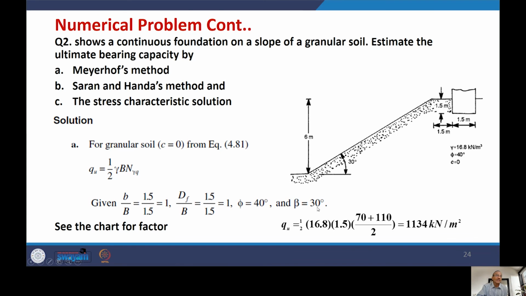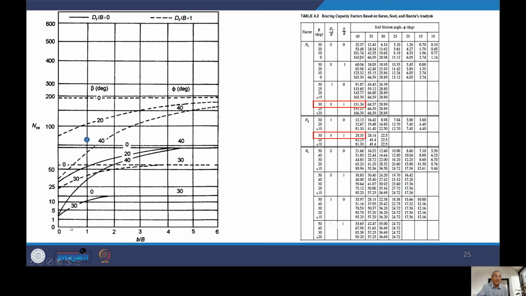So what you have in this chart, you see this is the chart given. So B by B equal to 1 first of all. Then D_f by B is 1, that means we need to use the dotted line rather than the solid line. And the value of beta is given as 30 degrees. But this chart is for beta equal to 0, 20, 40 degrees, there is none for 30 degrees in this case. So as a result, you need the value for beta equal to 30 degrees and phi 40.